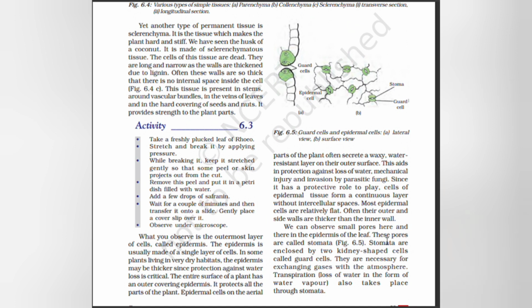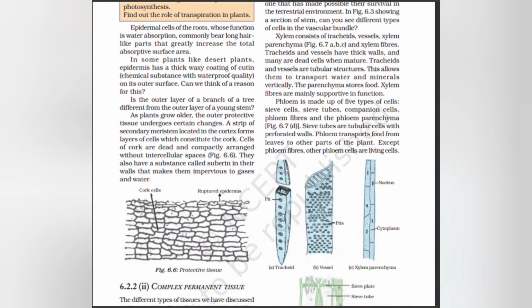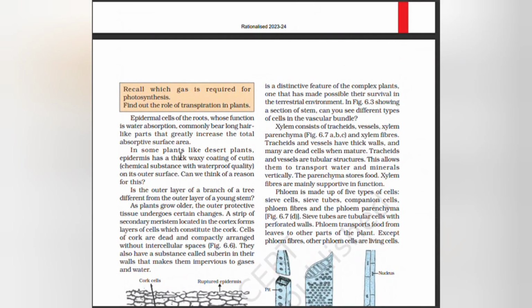We can observe small pores in the epidermis of the leaf. These pores are called stomata. Stomata are enclosed by two kidney-shaped cells called guard cells. They are necessary for exchanging gases with the atmosphere. Transpiration, that is, loss of water in the form of water vapor, also takes place through stomata. Record which gas is required for photosynthesis.